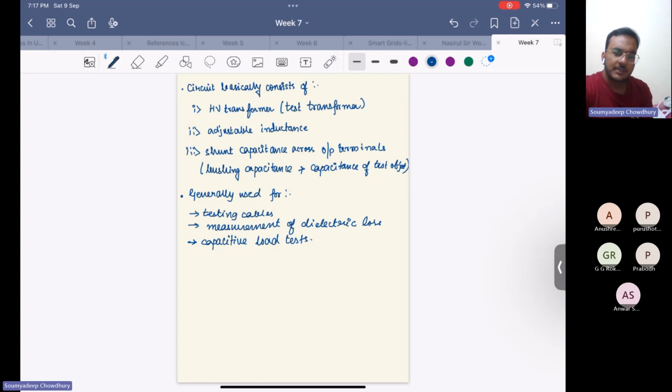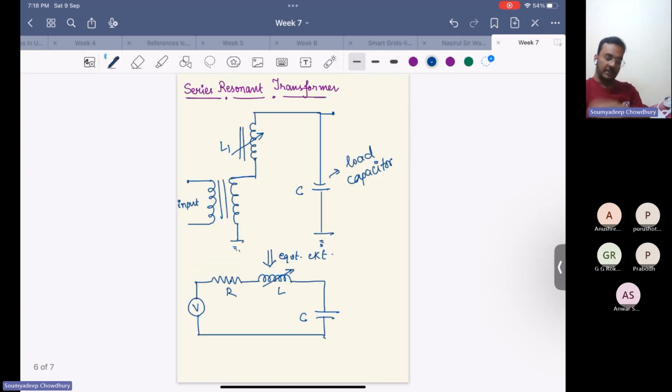So basically, in series resonance, with this adjustable inductance, we will vary the inductor and set it to a value such that omega L is equal to 1 by omega C. That is, the inductive reactance and the capacitive reactance are equal. So at resonance, what happens? There will be a huge flow of current, and in the series resonant transformer it will be limited by the circuit resistance, that is, the resistance of the connecting leads, which we have represented in the equivalent circuit by R.